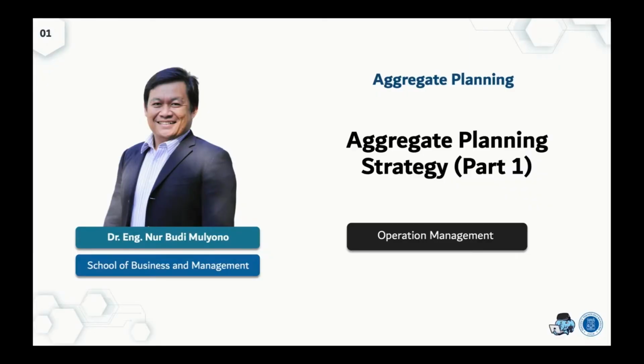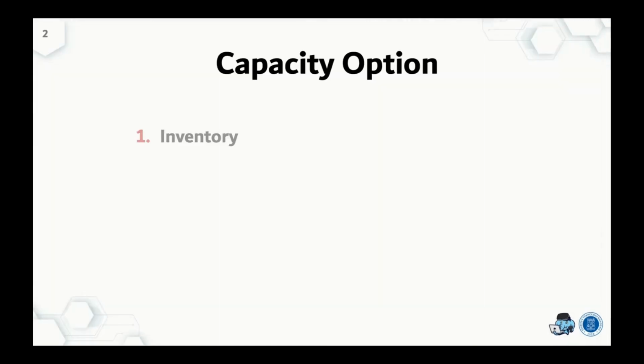Discussing the aggregate planning strategy, basically there are two options in generating an aggregate plan. That is the capacity option, which is adjusting the capacity to meet the demand. And the second is the demand option, which is to influence demand to match the capacity. In this video, we will focus on the capacity option. Basically, each option has its own advantages and disadvantages.